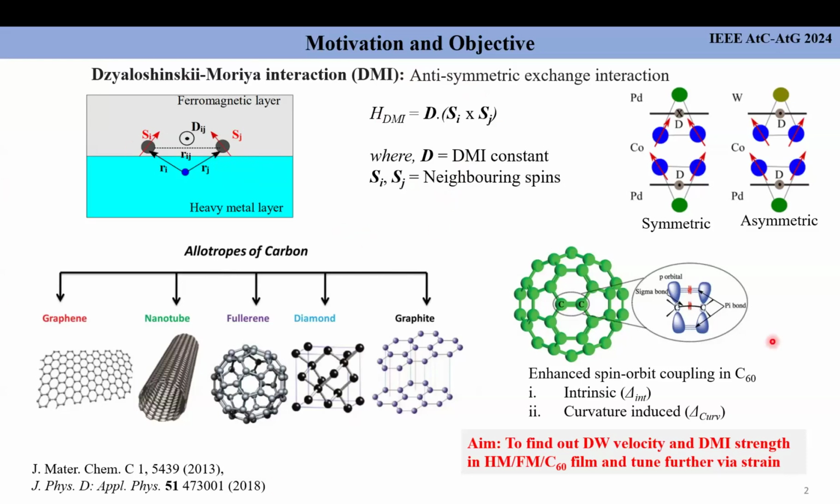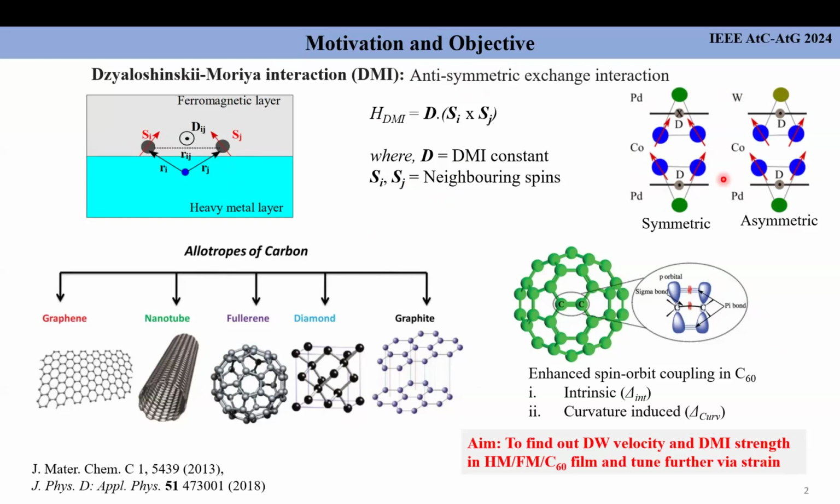Now, if the heavy metals are symmetric on both sides of the ferromagnet layer, the DMI gets mostly cancelled out. However, if the heavy metal layers are different, as shown here, like palladium and tungsten, then the DMI can be a finite amount, and that can be very useful for hosting chiral spin structures and also skyrmions.